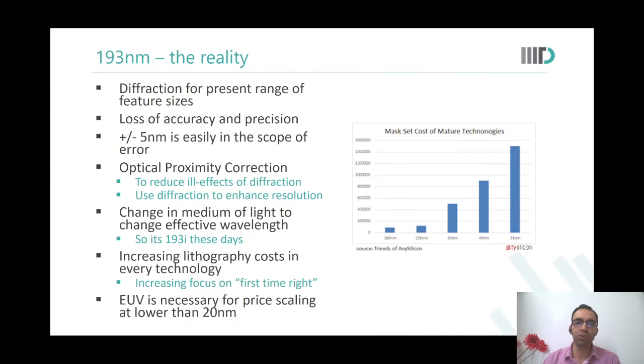So this was what I was talking about, that as you go to advanced technologies, mask costs are increasing. And this despite we are going to 193I. I stands for immersion. Immersion means that you use a liquid in the machine so that light passes through a liquid and overall numerical aperture changes and all the optics comes in. And because the mask costs are so high, it is extremely important that whenever you put any design on silicon, it should be first time right.